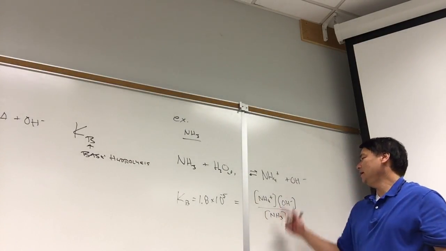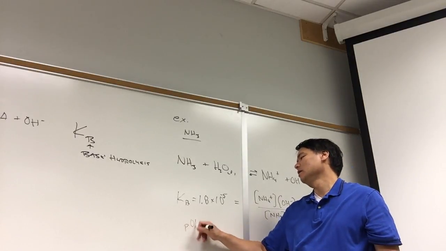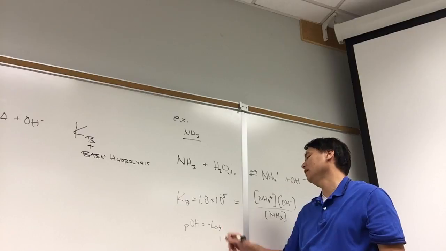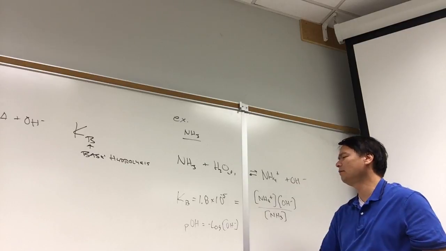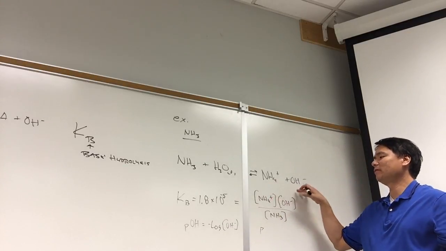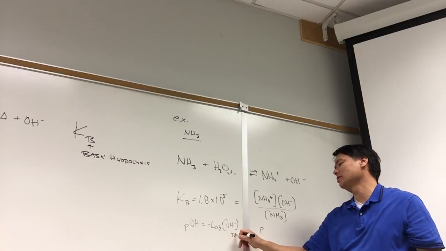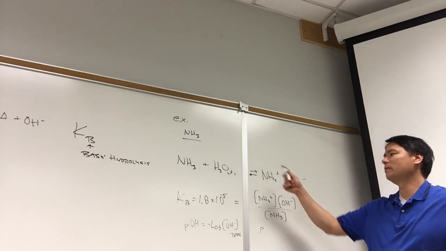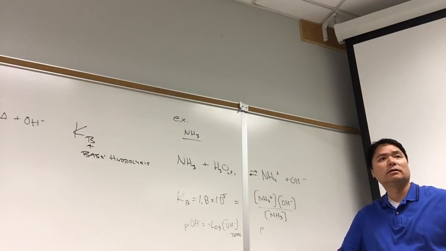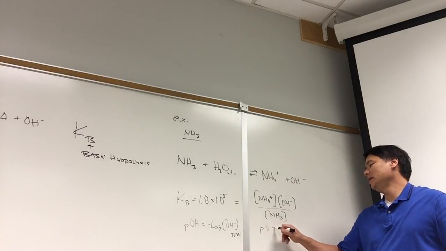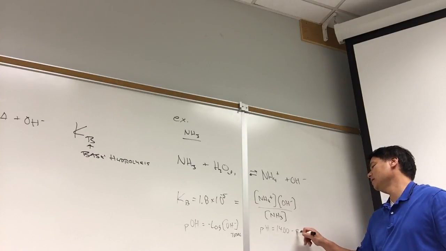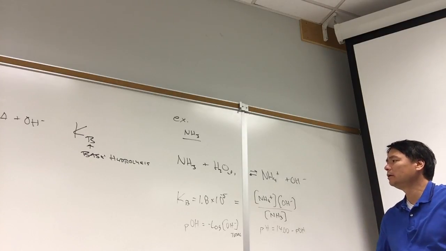Typically, when we're dealing with Kb, we get the pOH. The pOH is just equal to the negative log of the hydroxide ion concentration. Eventually, we have to figure out the total, because this is going to be the total hydroxide. We're going to get hydroxide from the base itself plus hydroxide from the autoionization of water. And then we can calculate the pH. The pH is just 14.00 minus the pOH. So we can figure out the pH. The pH should be greater than 7 for this.